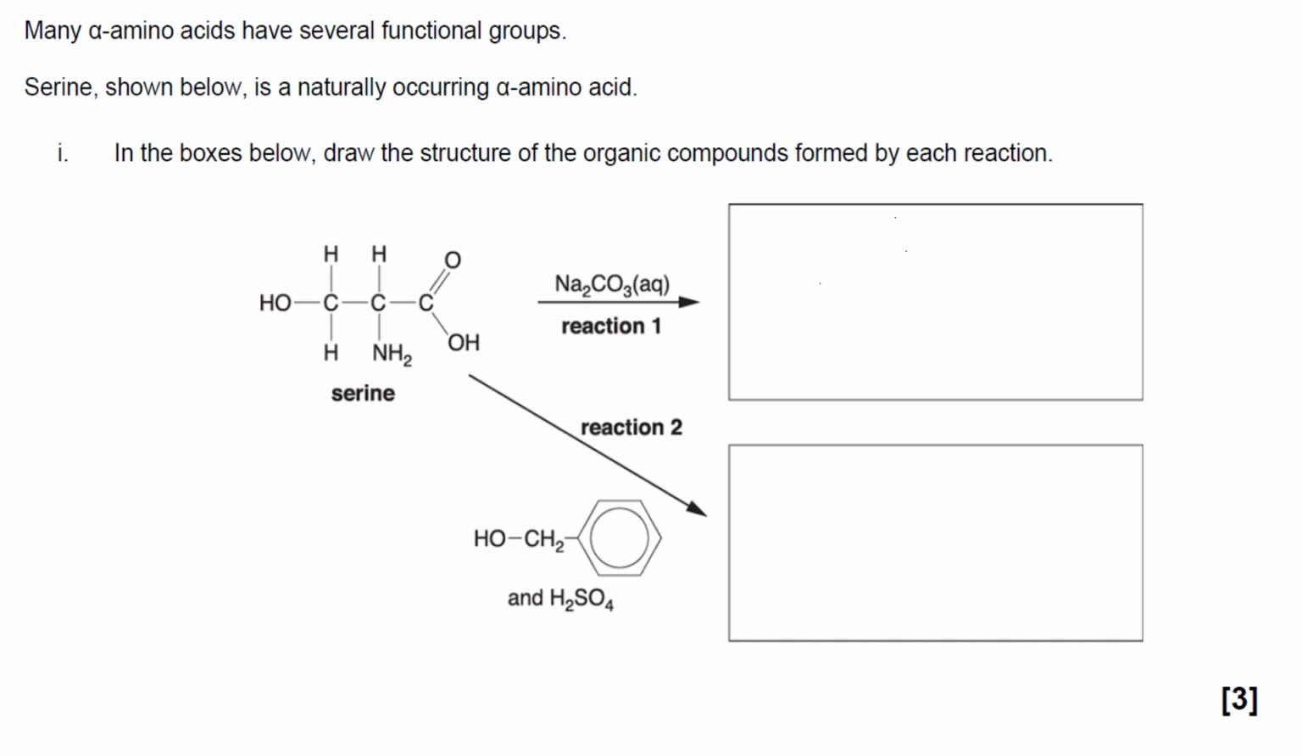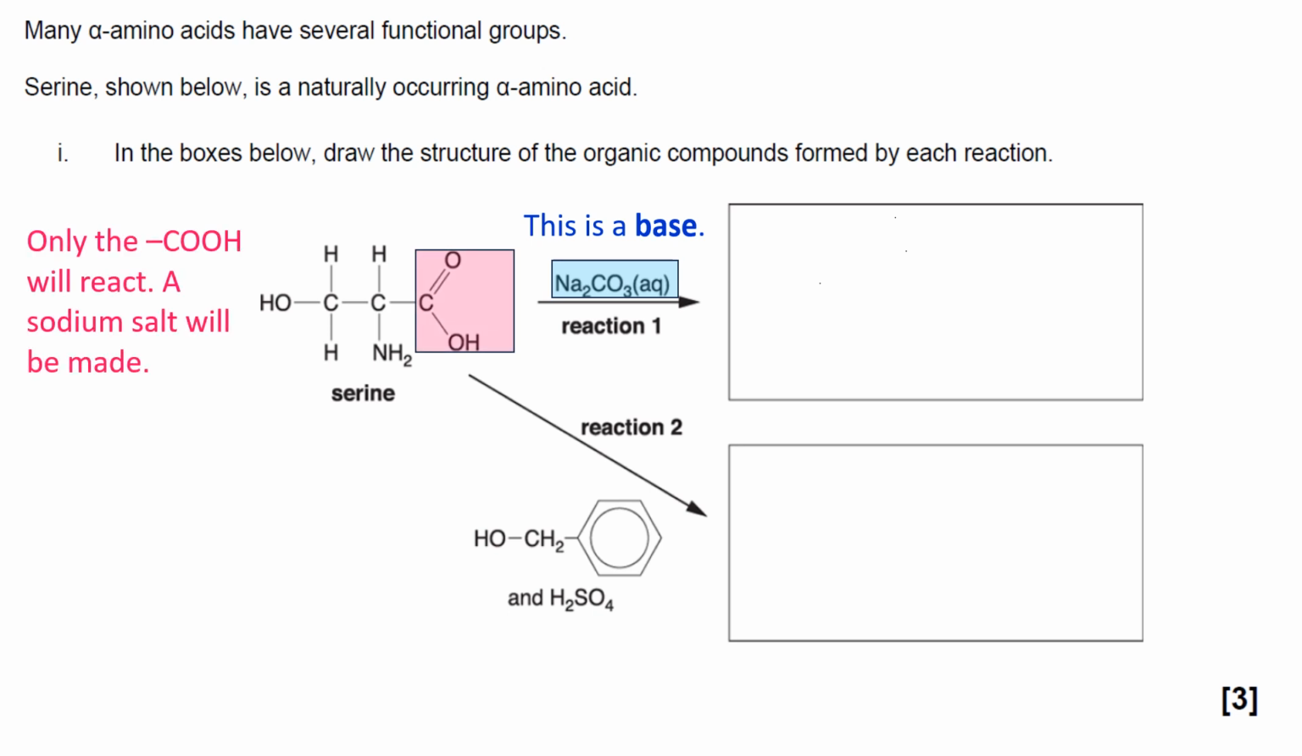This one asks, many amino acids have several functional groups, and serine shown below is a naturally occurring alpha amino acid. What they want you to do is draw the structure of the organic products formed by each reaction. In reaction 1 you're using a base, and that's obviously going to react with a carboxylic acid functional group. So the alcohol and the amine won't react. You can see there's an alcohol functional group here and an amine functional group here. They get left alone because a base will only react with a carboxylic acid to make a sodium salt, or carboxylate salt.